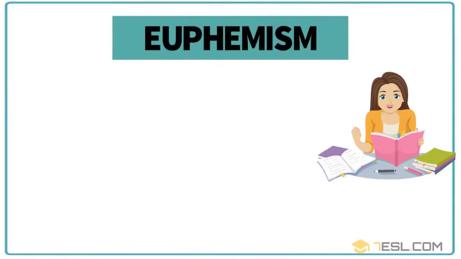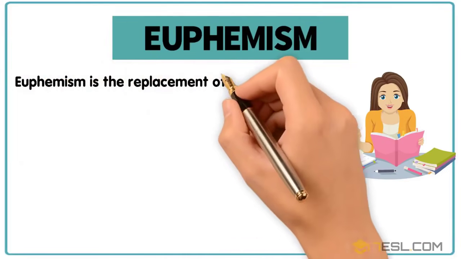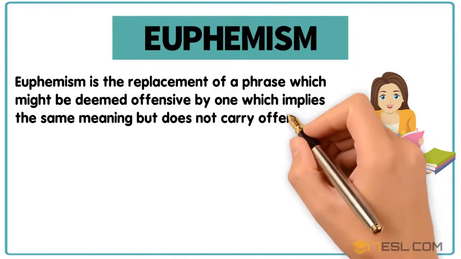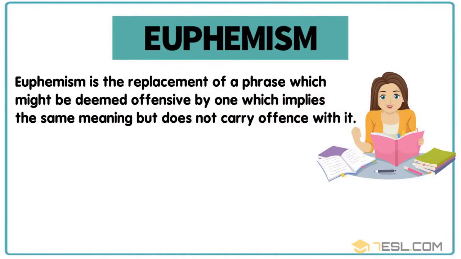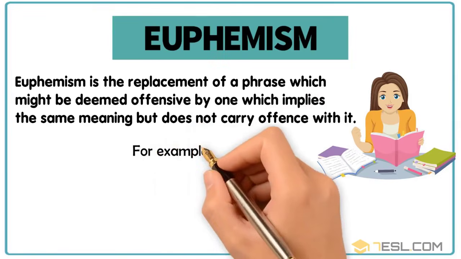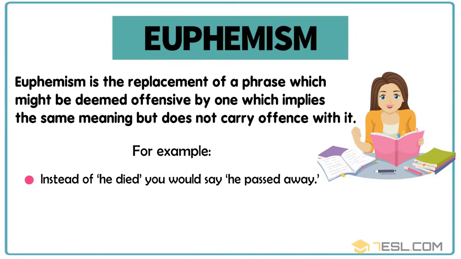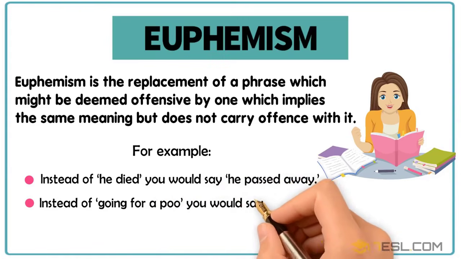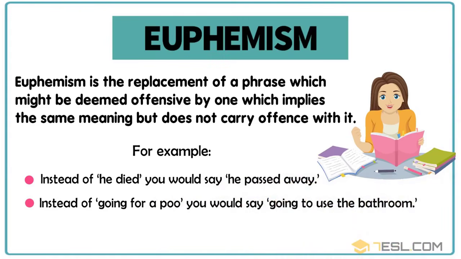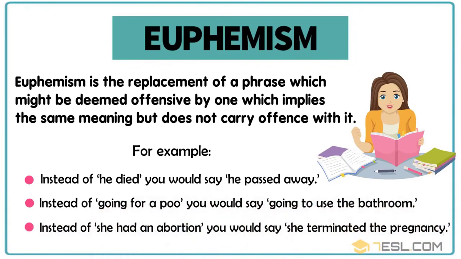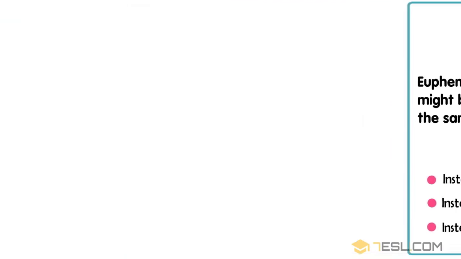Euphemism. Euphemism is the replacement of a phrase which might be deemed offensive with one which implies the same meaning but does not carry offense with it. For example, instead of he died, you would say he passed away. Instead of going for a poo, you would say going to use the bathroom. Instead of she had an abortion, you would say she terminated the pregnancy.